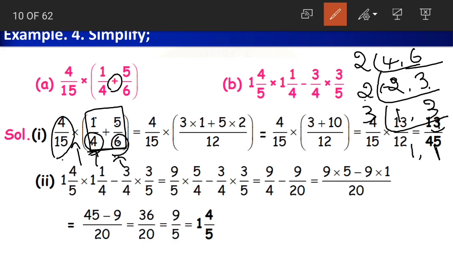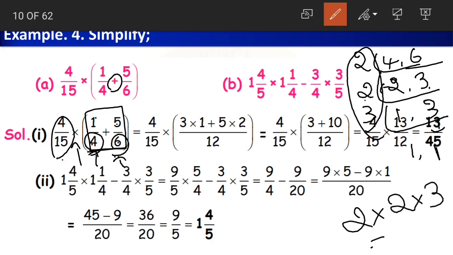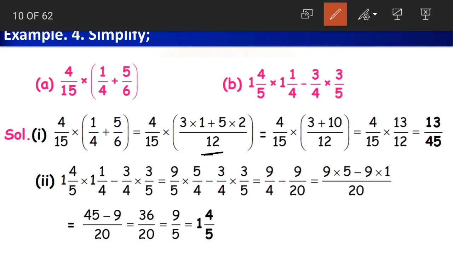Now what will the LCM be students? The LCM will be 2 into 2 into 3. That is equal to what? 2 2s are 4 into 3. That is equal to 12. Yes, 12 is our LCM. So what should we do? We should write 12 in the denominator. Now coming to the numerator part, we are having 1 here.